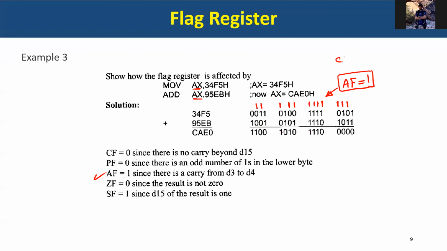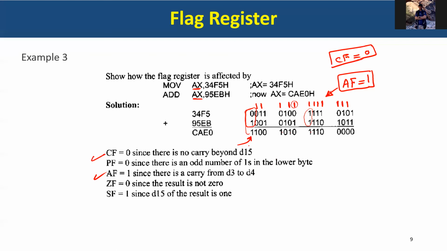Since there is no carry from the operation number 16, this last operation, the carry is 0. Also, if this were an 8-bit operation, you would see that the operation from bit number 7, the 8th operation, has a carry, but we are not looking at the 8-bit operation. We are looking at the 16-bit operation. So the carry flag is 0.